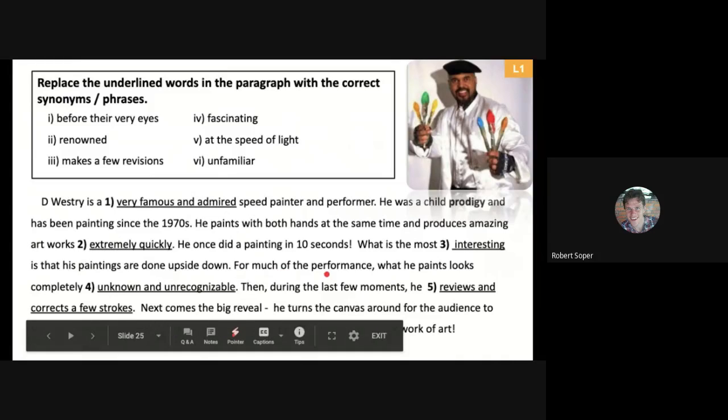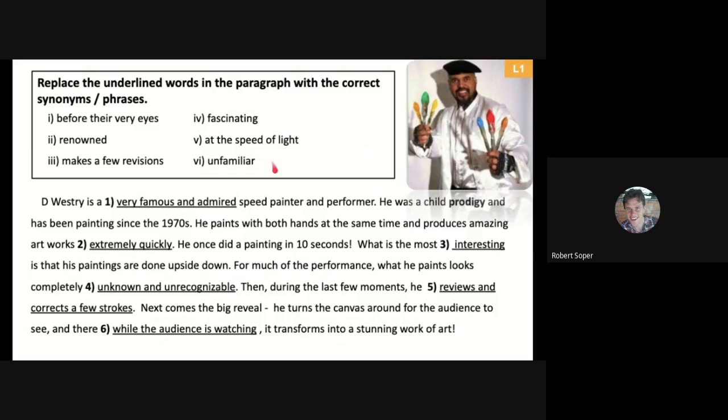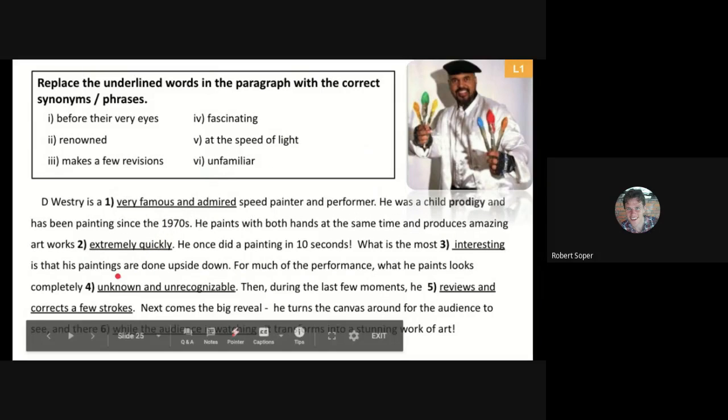For much of the performance, what he paints looks completely unknown and unrecognizable. We're going to replace unknown and unrecognizable with a word up here, which is unfamiliar. Remember, unfamiliar means the same as unknown and unrecognizable. So what he paints looks completely unfamiliar.